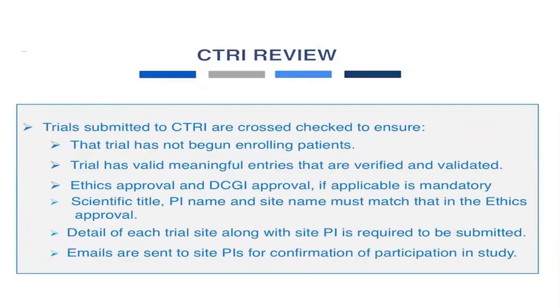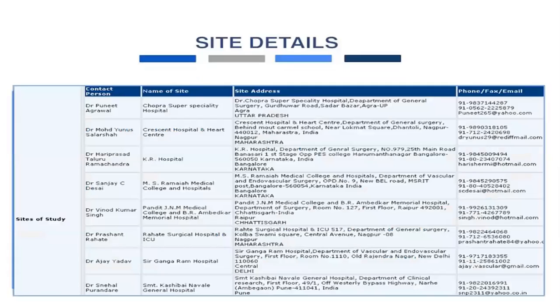The CTRI will review the trial that is submitted, and these are going to be cross-checked to ensure that the trial has not begun enrolling patients. The trial has valid, meaningful entries that are verified and validated. Ethics approval and DCGI approval, if applicable, is mandatory. Scientific title, principal investigator name, and site name must match the ethics approval. Then the details of each trial site along with the principal investigator are required to be submitted. Emails are sent to site principal investigators for confirmation of participation in the study.